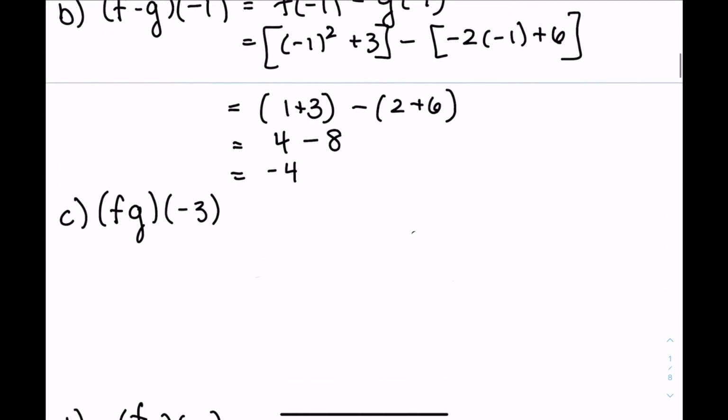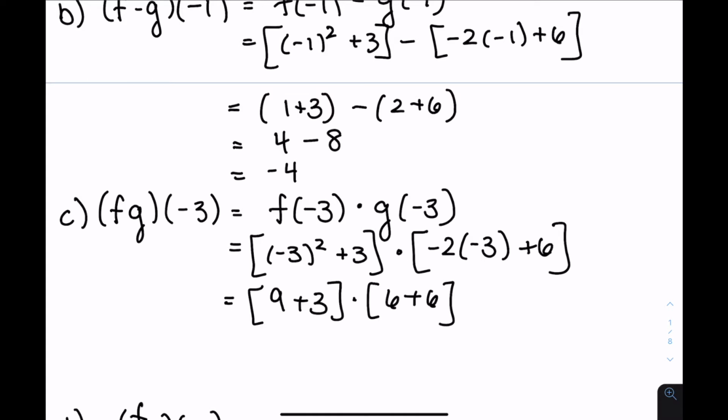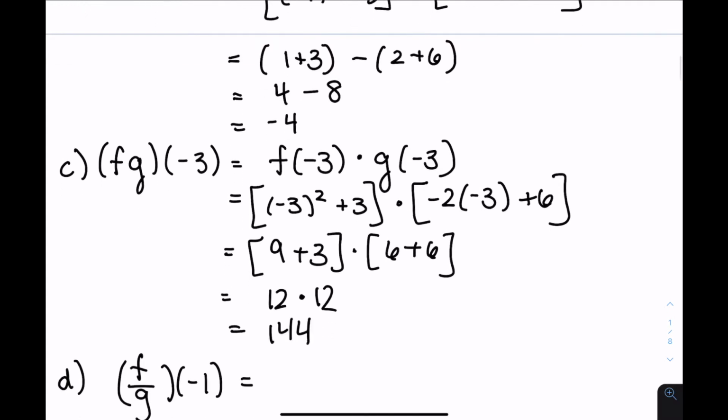If you want to take f times g evaluated at negative 3, you're going to take f evaluated at negative 3, multiply it by g evaluated at negative 3. So that gives us, again, negative 3 squared plus 3. g of negative 3 is negative 2 times negative 3 plus 6. So that's 9 plus 3 times 6 plus 6, really 12 times 12. So this would equal 144.